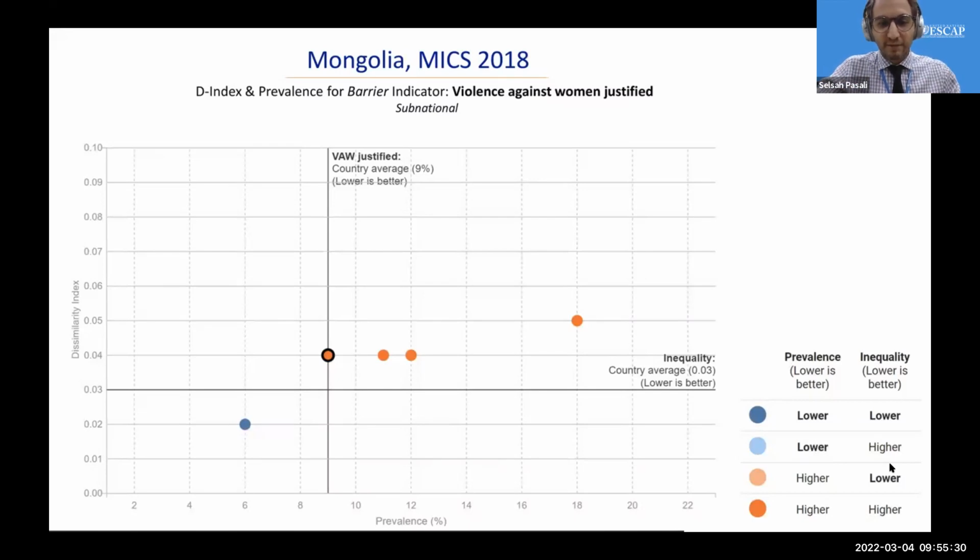So Ulaanbaatar represents the ideal case, with lower than average prevalence and inequality, in the bottom left quadrant, the blue dot. Western region, on the other hand, is in the top right quadrant, representing the worst situation. So we can again see the regions across the spectrum.